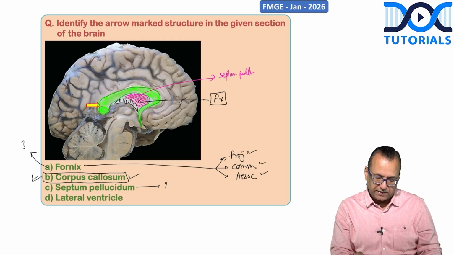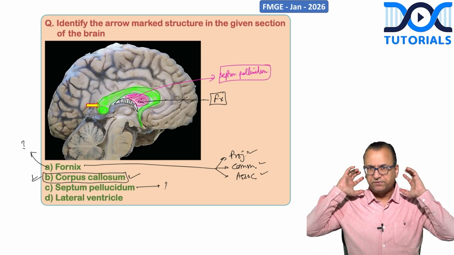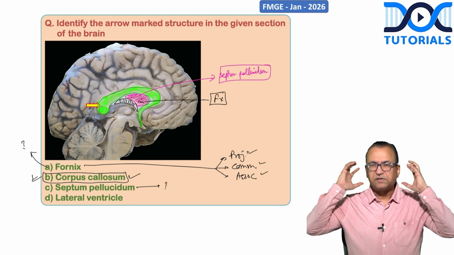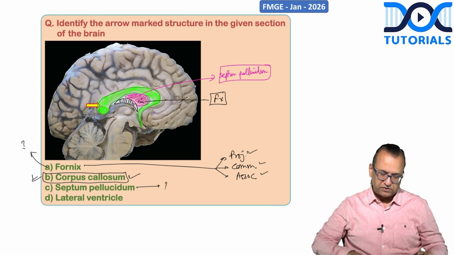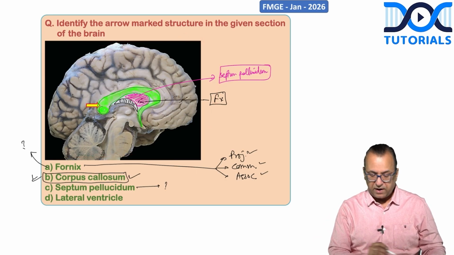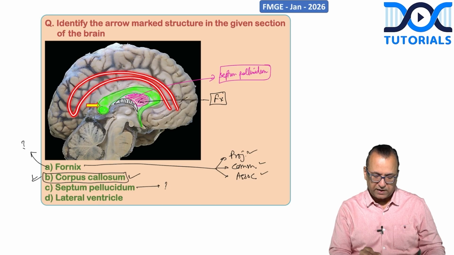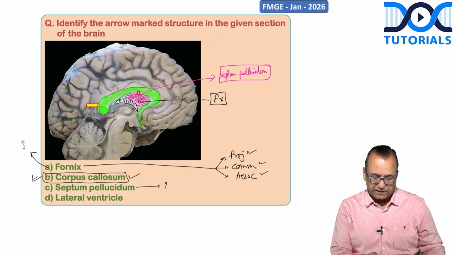But what exactly is this septum pellucidum? We understand that each cerebrum will have lateral ventricles filled with CSF, and these lateral ventricles, they are separated from each other by septum pellucidum. So since we have removed one half of the brain and we are looking at the other half of brain, and inside the cerebrum will have what is called as the lateral ventricles. The left and right lateral ventricles will be separated from each other by a curtain like structure, and that is the septum pellucidum. So septum pellucidum should be here.